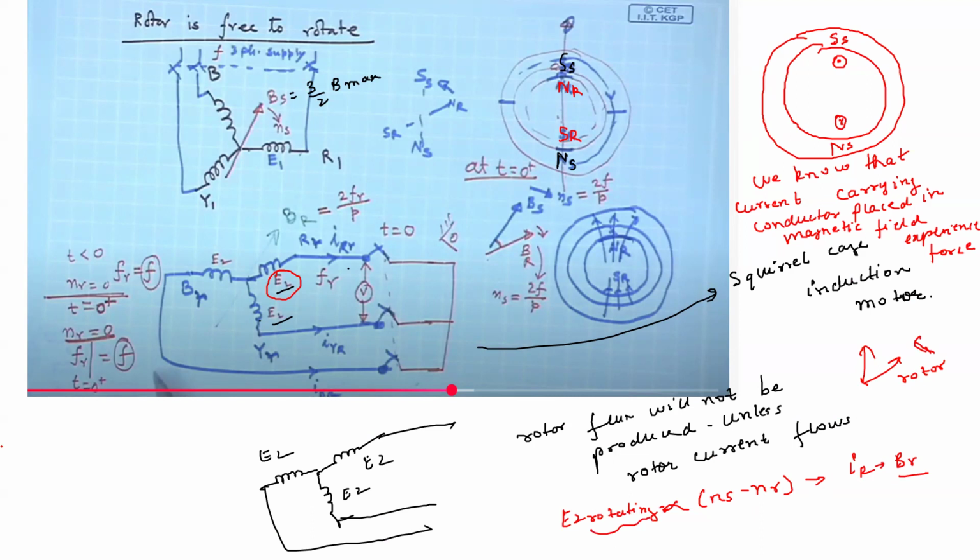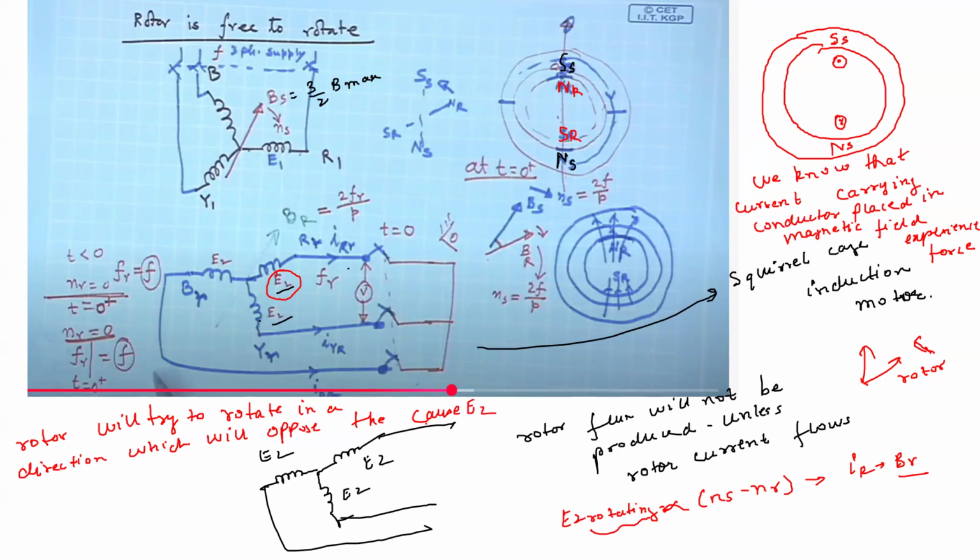So the rotor will try to rotate in a direction which will oppose the cause E2.